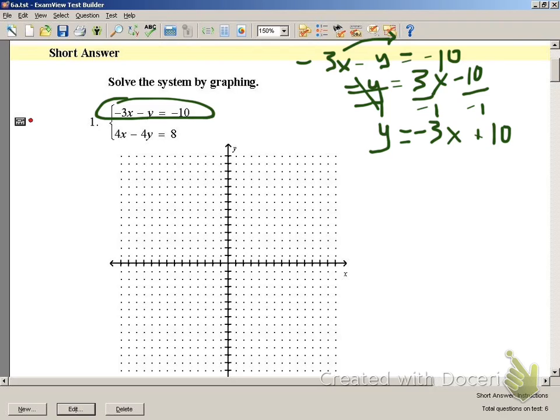So therefore, my slope equals negative 3. My y-intercept equals 10 for that one equation. So on my graph, I'm going to go up 10 units. 1, 2, 3, 4, 5, 6, 7, 8, 9, 10 units. I'm going to put a point. And from that point, I am going to plot a slope of negative 3. So that means I go down 3 and over 1. Down 3, over 1. And I continue to do that.